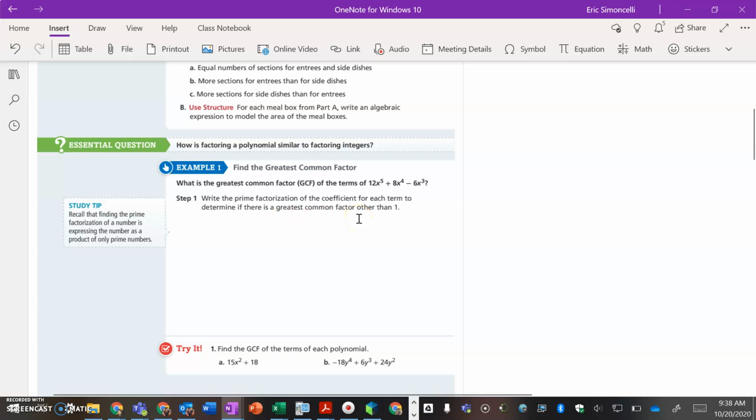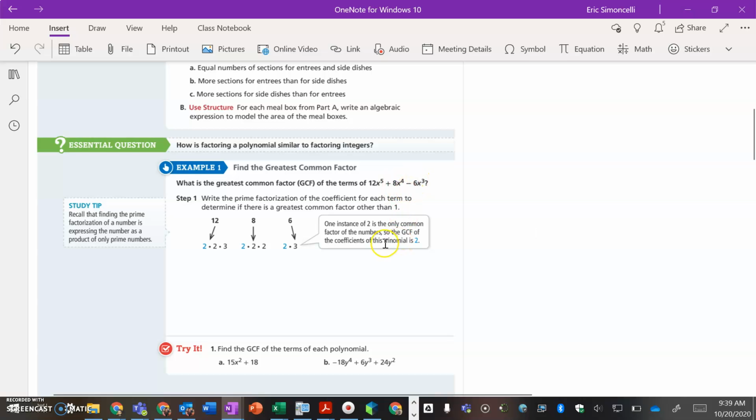factor other than 1. So when we go about this process, again, looking at the three terms, this is a fifth degree trinomial. Looking at the coefficients of 12, 8, and 6, 2 is the only common factor of the numbers. The term 12x to the fifth has a coefficient of 12, 8x to the fourth, 8, and negative 6x to the third, 6. Now, we don't necessarily count the negative.